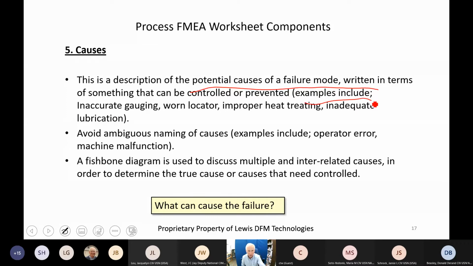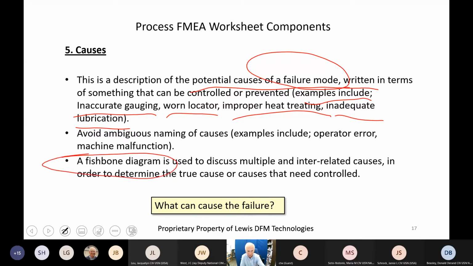Examples include inaccurate gauging could have been a failure mode. I'm sorry, could be a cause. A worn locator could be a cause. Improper heat treating could be a cause. Inadequate lubrication, inadequate operator training could be a cause. We really don't know, so we're trying to identify the causes of the failure mode we have identified. Okay? And we write them down.